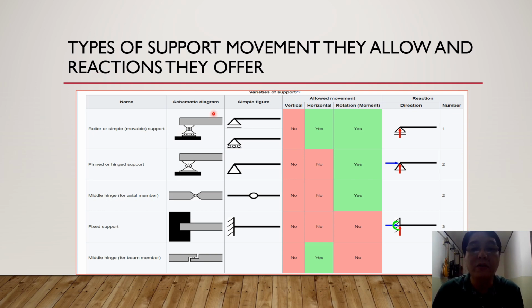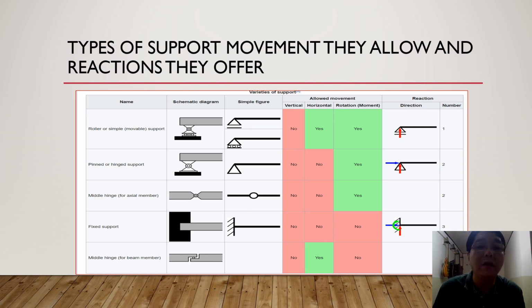Pag roller daw, ito yung representation ng roller. Okay? Roller, simple figure. Ito yung figure niya. Ang ina-allow na movement daw ng roller ay horizontal at saka moment. Okay. Allowed, ano? Sa roller. So, anong reaction lang ino-offer niya? Vertical reaction lang pala, or away from the surface. Tandaan mo, isa lang ang ino-offer na reaction ng roller.